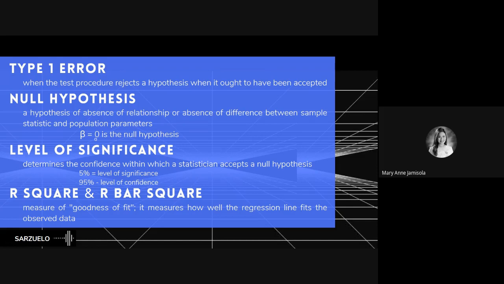R square is the measure of goodness of fit. It measures how well the regression line fits the observed data. Actually, these terms are more useful to a statistician. So our goal is simply to familiarize ourselves with these terms, not necessarily that we become experts on these. So at least we know what these are. Okay.